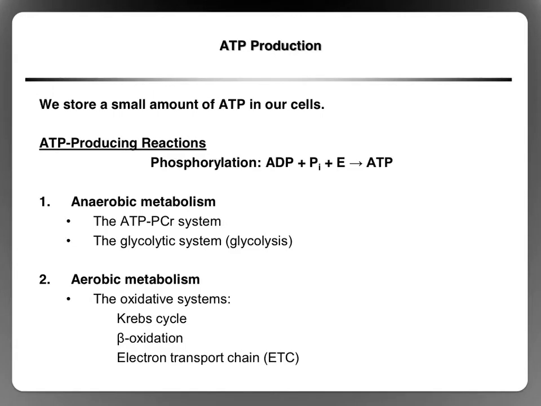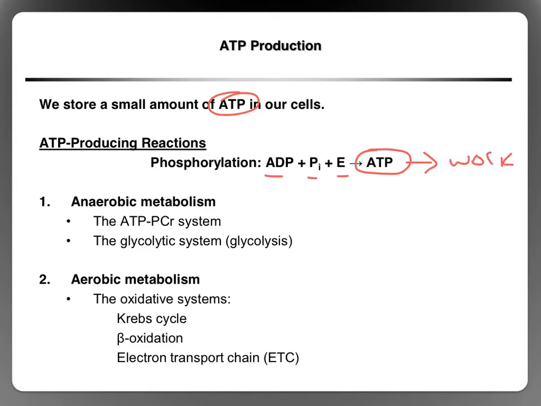Talking about ATP production, just to go back and review where we are. We store a small amount of ATP in our cells, and that ATP is used to do work, and it's gone very quickly when we're doing any amount of work. So as soon as our stored ATP is gone, we have to phosphorylate an ADP, and we need some energy to do that and create new ATP, which we can then use to do work.